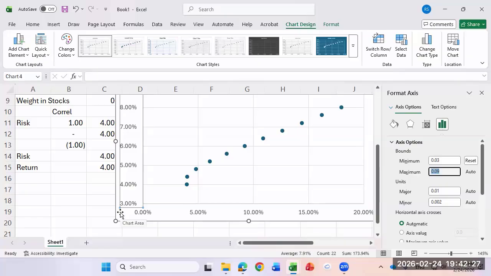What happens if correlation goes to -1? What will this look like? It's going to keep bowing out, right? And if you have a -1 correlation, what's one unique risk number you can get?